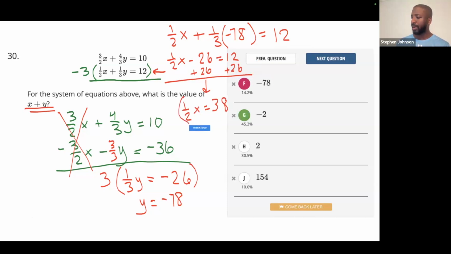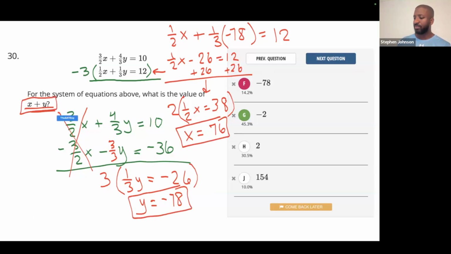And then I multiply by 2 so that I just have x. And 2 times 38 is 76. So now I have my x value and I have my y value. The question wants the value of x plus y. So that would be 76 plus y is negative 78. 76 plus negative 78 is the same as 76 minus 78, and that's going to be equal to negative 2. And that's the reason why choice G is the correct answer.